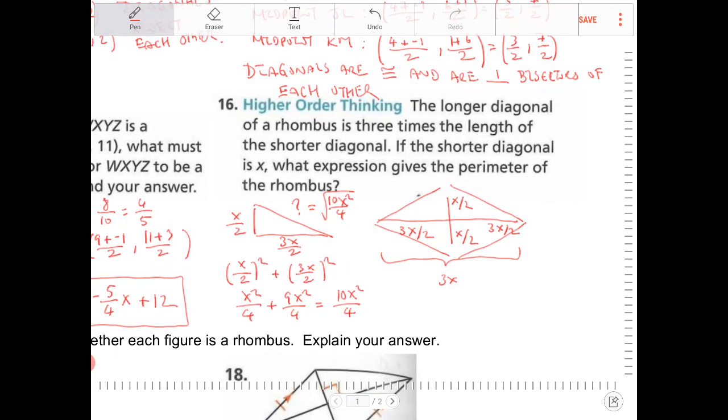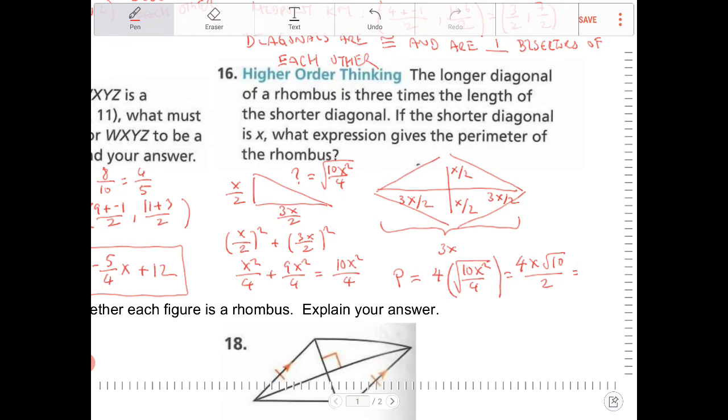I'm going to multiply that by 4 because I'm finding the perimeter. The perimeter will therefore be equal to 4 times the square root of 10x squared over 4. Now, this can certainly be reduced, and I'm going to do that right now. The square root of x squared is x, and the square root of 4 is 2, so this becomes 4x radical 10 over 2. Since 4 and 2 can go into 4, this becomes 2x radical 10. That's the perimeter. Okay.